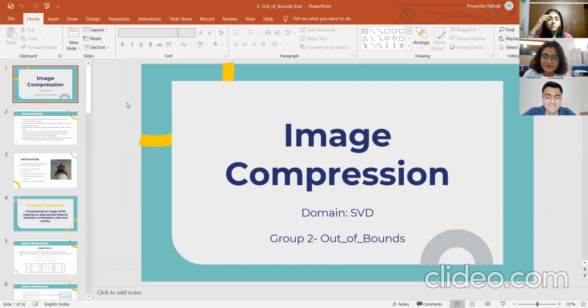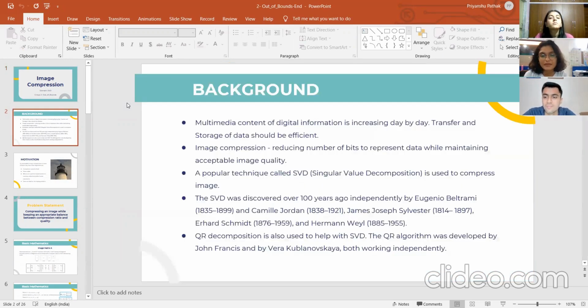Hello everyone, this is Group 2 and we are presenting our project on image compression using SVD. Next slide please. So this is the basic background of our topic and we are using SVD and QR algorithm to decompose the image and we are using that to compress the image. Next slide.